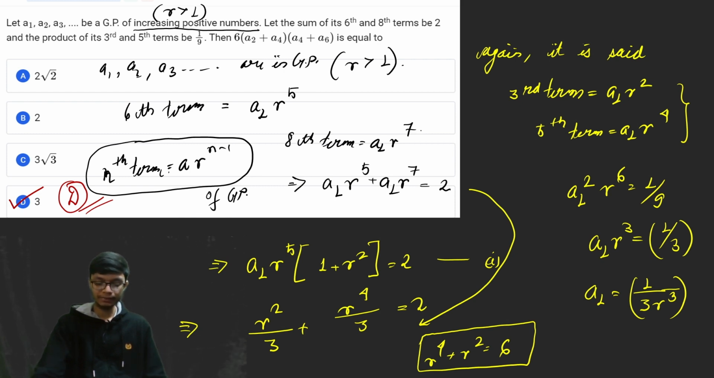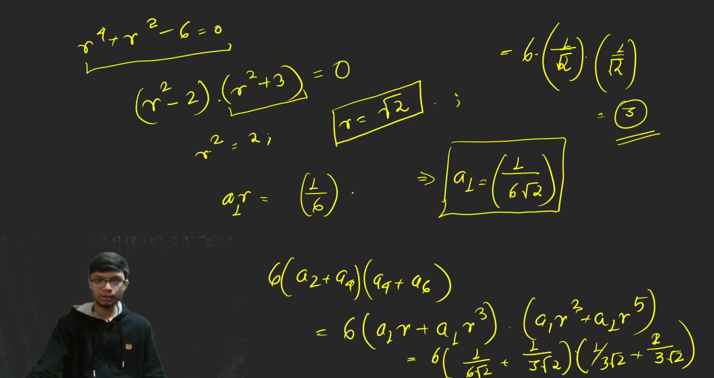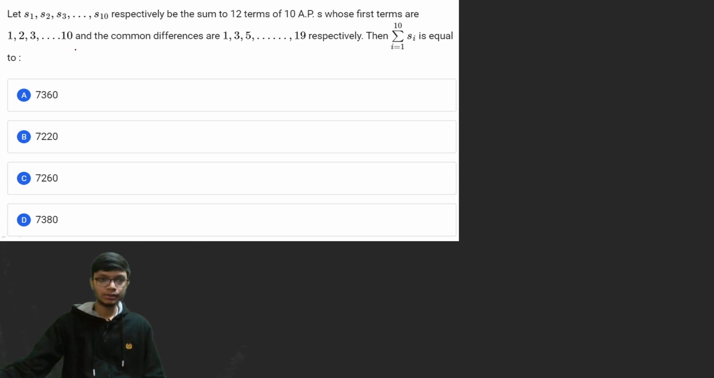Okay, so that is basically different types of problems that are actually asked in a paper. So with this, let us move to the next problem. And the next problem says that if you have S1, S2 and S3 and so on up to S10 respectively, the sum of the 12 terms of the 10 APs.